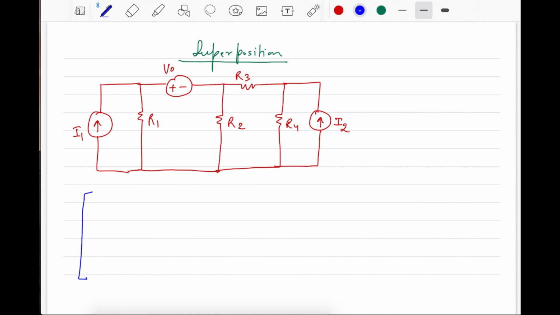the G matrix which I had asked you to solve for looks like this. It's G1 here, then we have G2, G3, then we have minus G3.